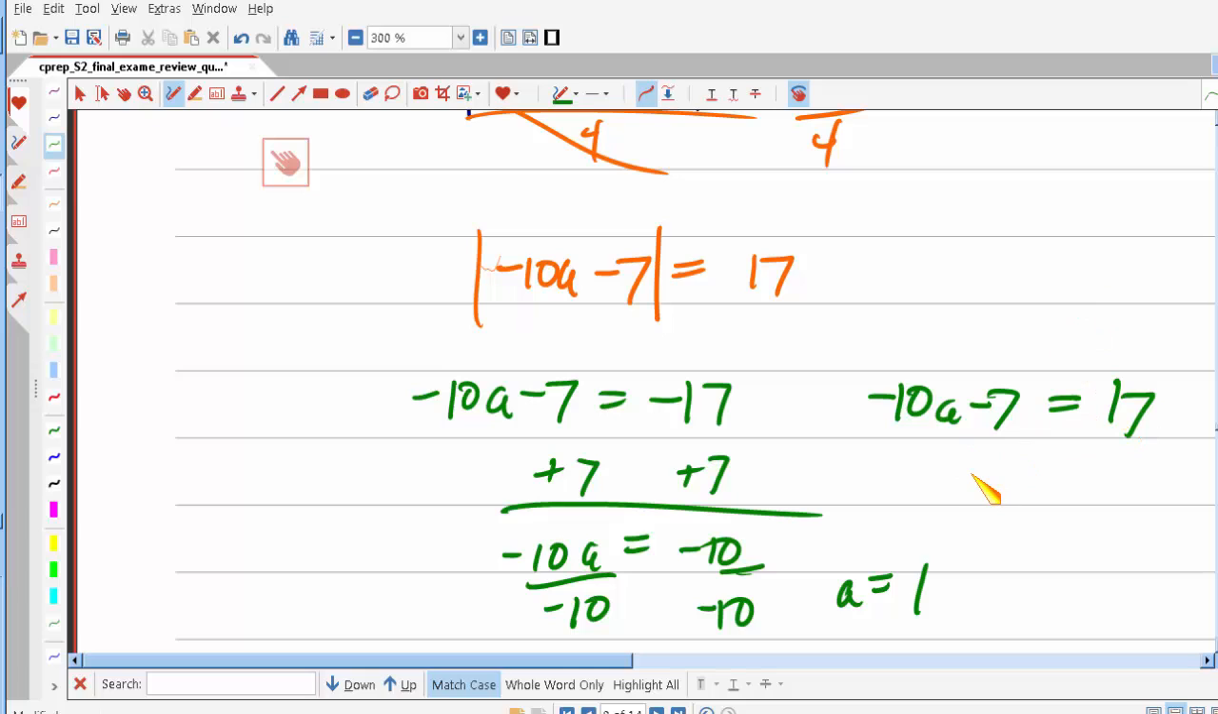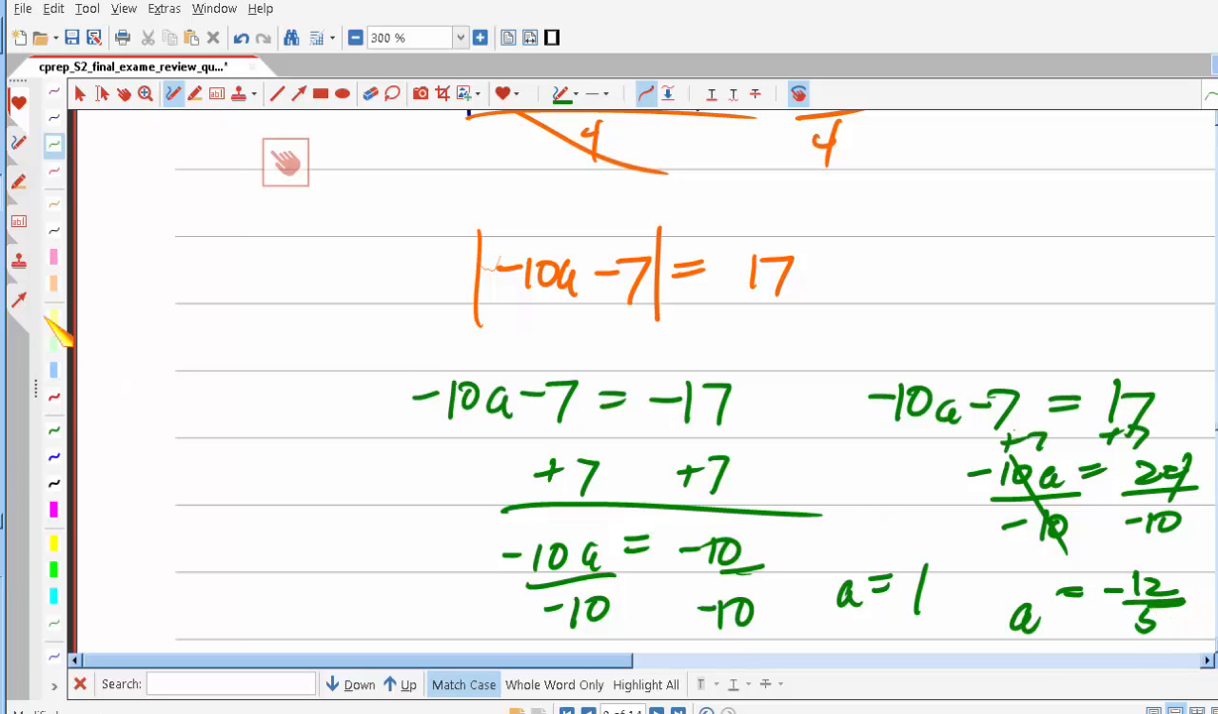Okay, here I do negative 10a, I'm going to add 7 to both sides, divide by negative 10, and I get a equals, let's see, negative 12 fifths. So I get two solutions. A equals 1, a equals negative 12 fifths.